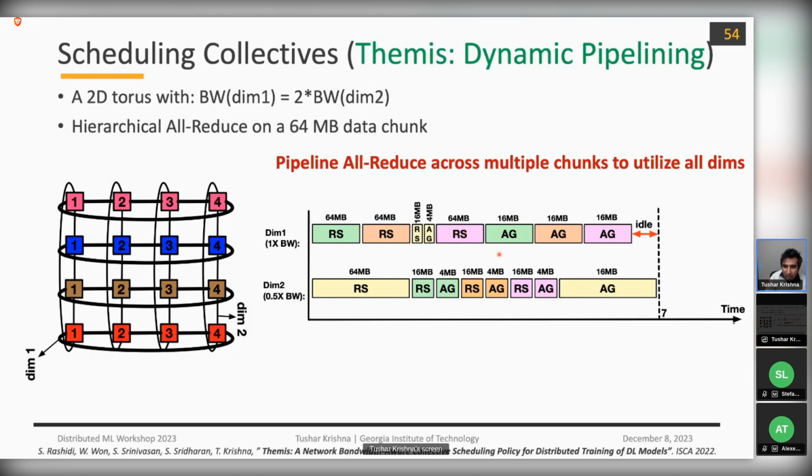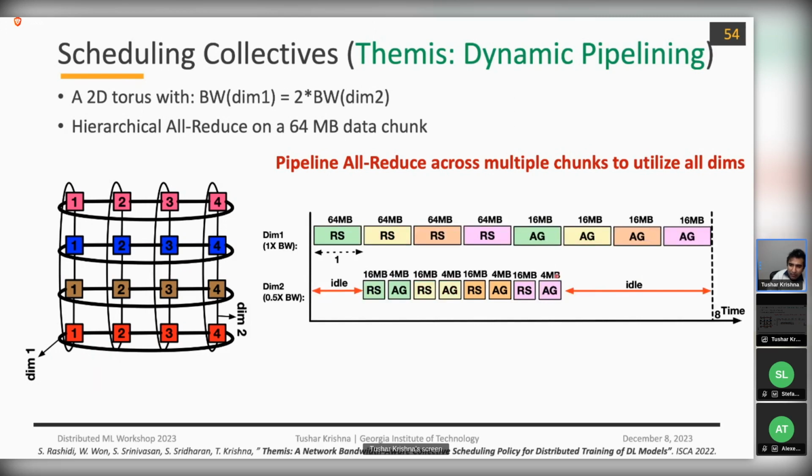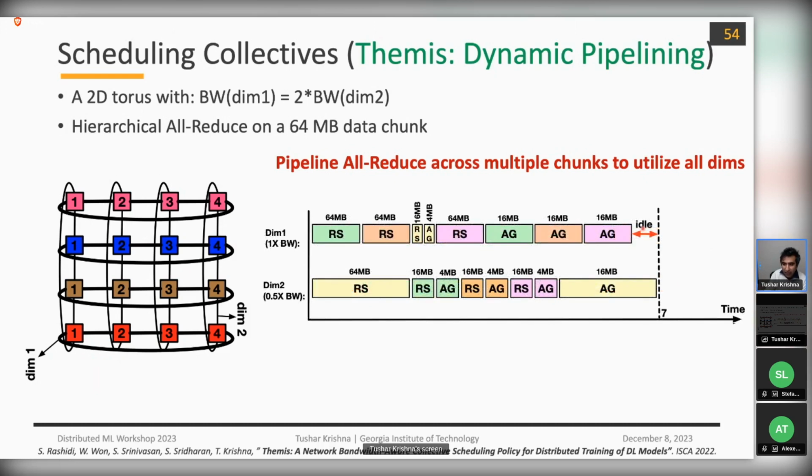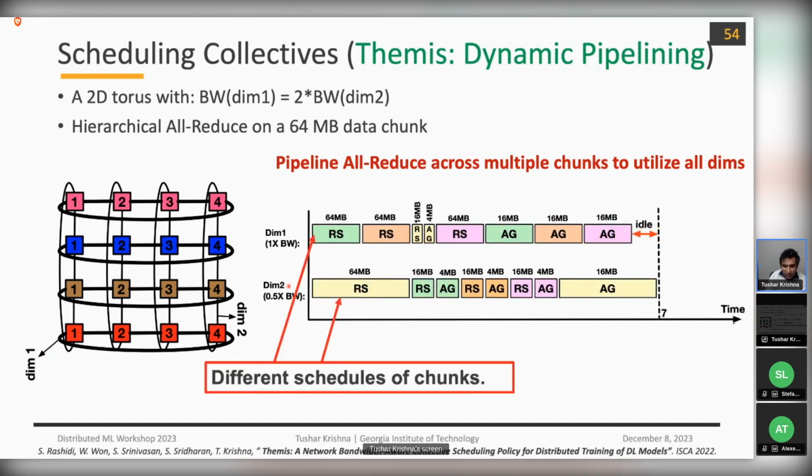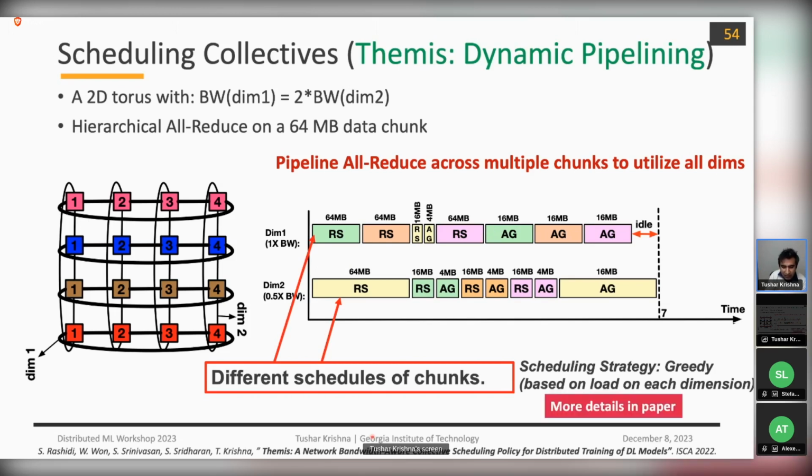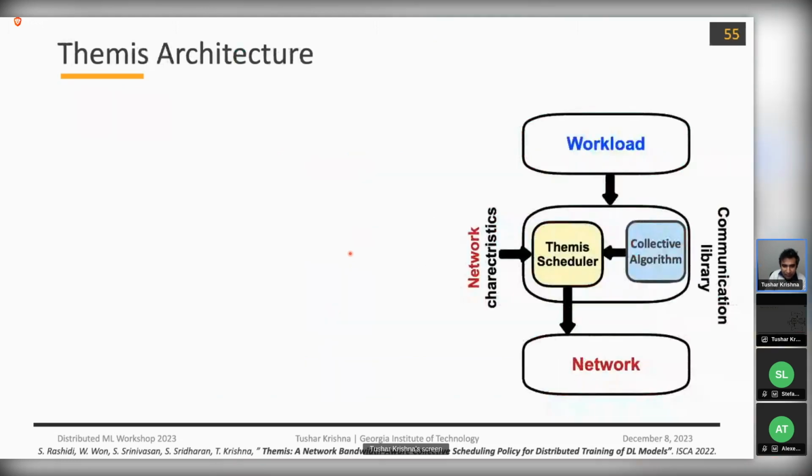So this is a toy example, but what it's trying to show is by doing this scheduling in a greedy manner, unlike the previous case where this was completely idle, I'm able to utilize the overall network bandwidth better and finish faster. So I essentially use different schedules for different chunks. And so in this work, we actually did a greedy strategy. We would just look at the load on each network dimension and decide what the strategy is. And the paper actually has more details if you're interested. So I won't go into the specific algorithm in more detail.